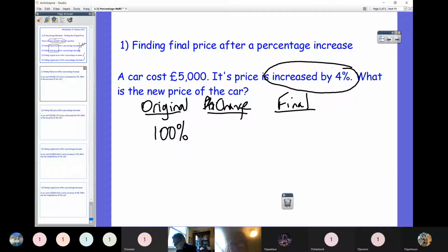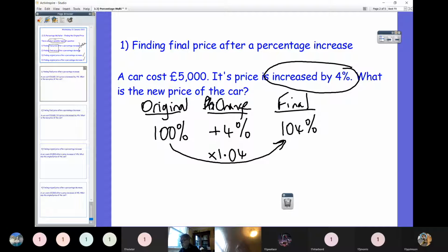Now, the price is increased by 4%, so we're going to be adding on 4%. That gives us 104% in total. And what you were doing last time was working out that that was therefore a multiplier of 1.04. I think Guy asked how you would work that out for the more tricky ones. Well, you take the 104 and you divide that by the 100. That would give you the 1.04.